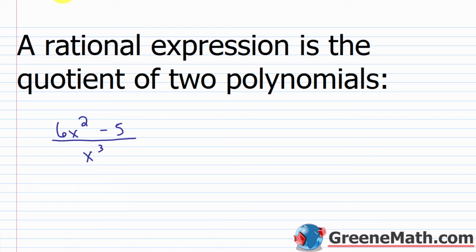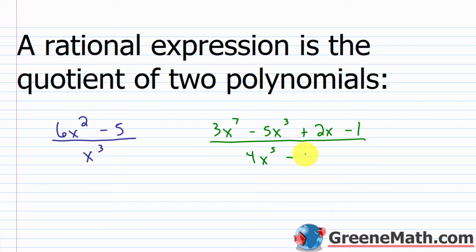Or as another example, let's say you had something like 3x to the 7th power minus 5x cubed plus 2x minus 1 over, let's say, 4x to the 5th power minus 7. So you've got a polynomial in the numerator over a polynomial in the denominator. So this is considered a rational expression.